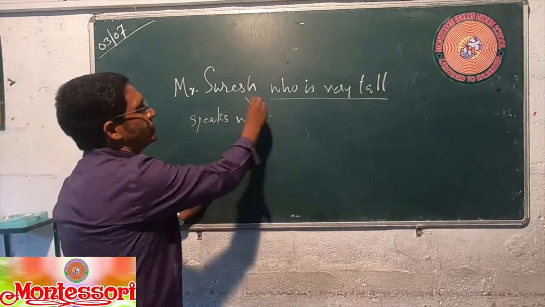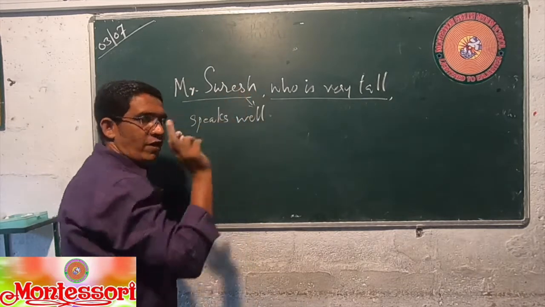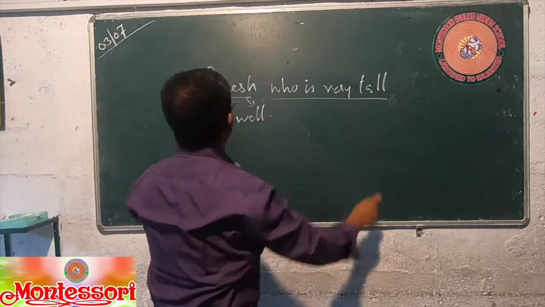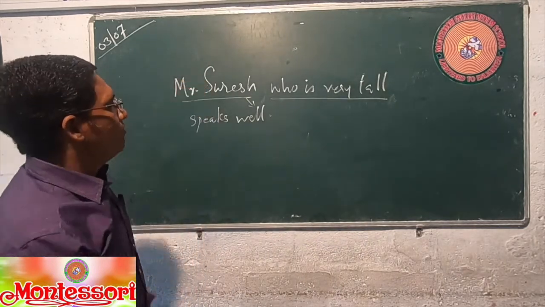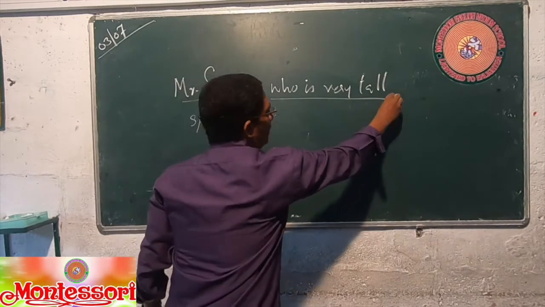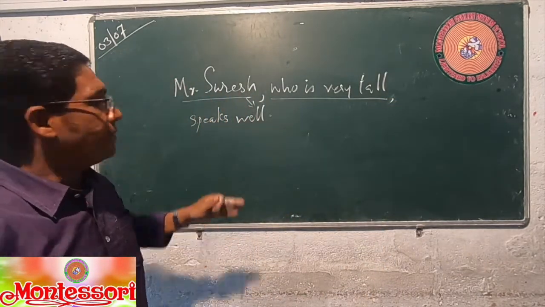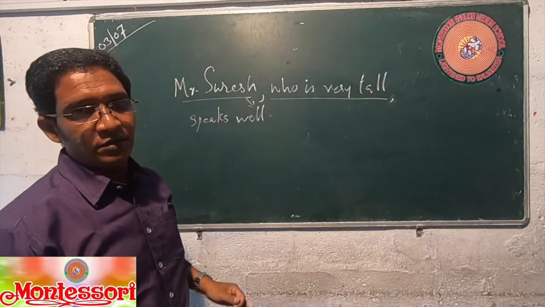So when I don't separate them, it is understood that the subject is more than one person. If I don't separate them, it is understood that there is how many Suresh? More than one Suresh. But if I separate them with the comma, it means there is only one Suresh who is tall. He speaks well. I am just giving you some information about how Suresh looks. That's all.